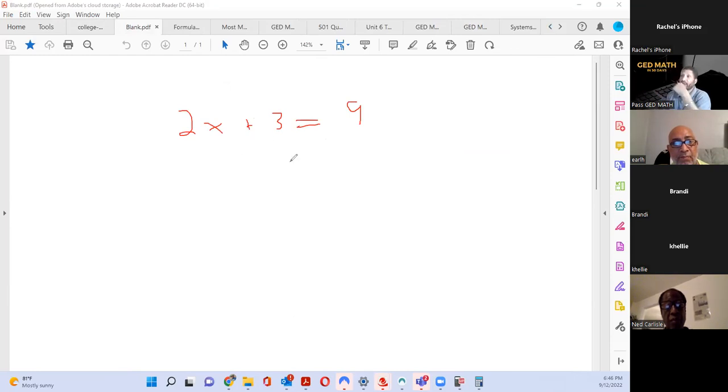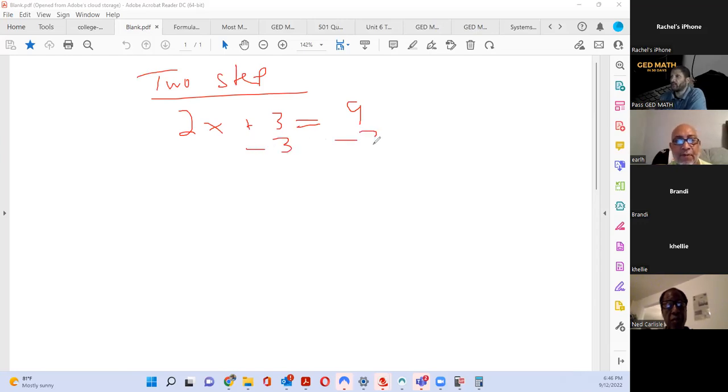How do I solve for x? What do I need to do first? This is a 2-step algebraic equation. How would I solve this problem? You're going to subtract 3 on both sides. You get 2x, the 3's cancel, equal to 9 minus 3, which is 6.